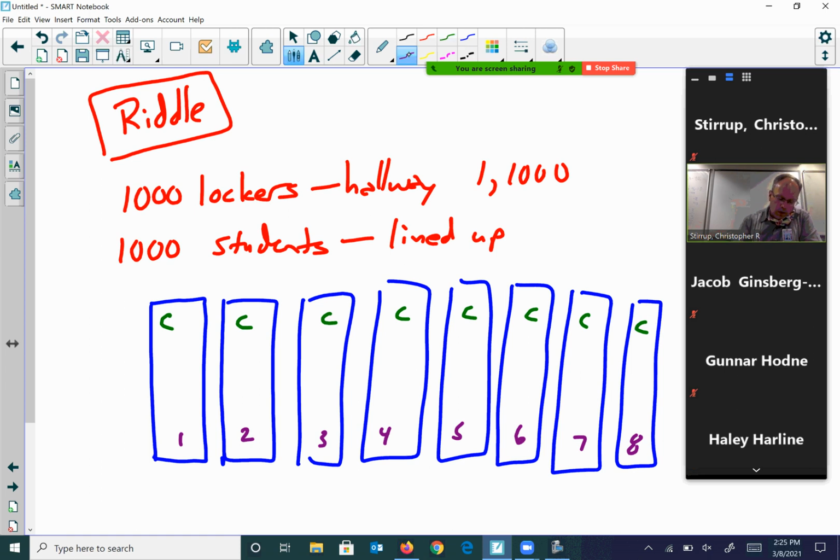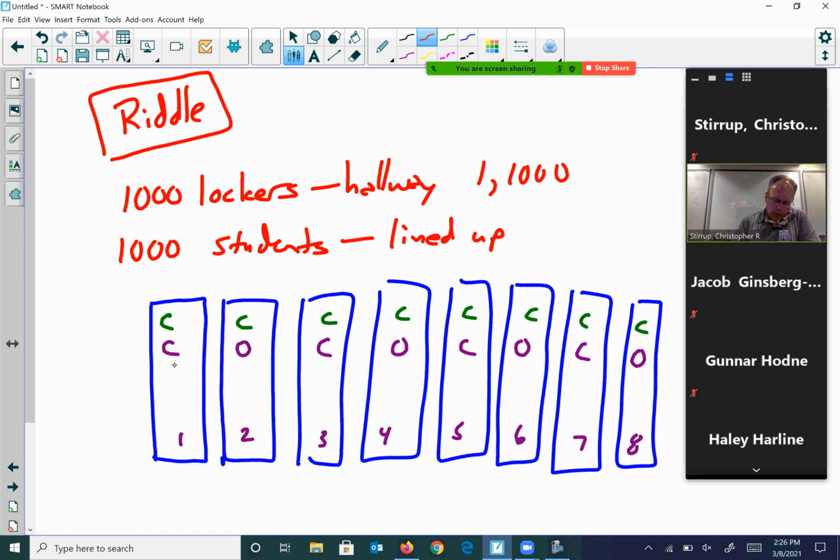Here comes student number 2. Student number 2 is going to open every other locker. So by the time student number 2 gets all the way through, there are going to be 500 lockers open and 500 lockers closed. Still with me in this adventure?